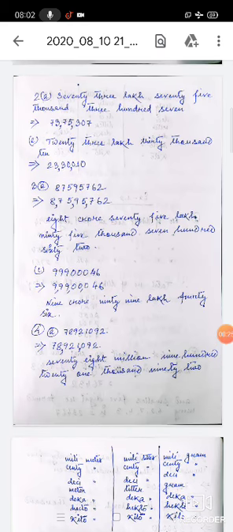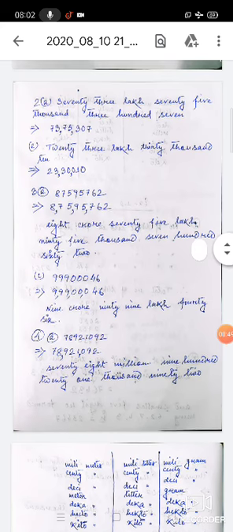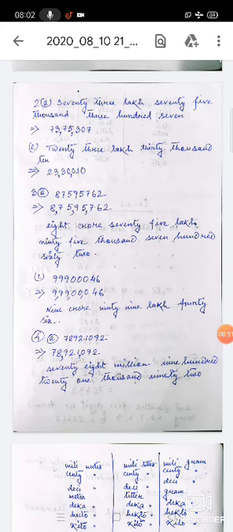Question number A, 73 lakh 75,307. So 7375307, 73 lakh 75,307. So we know in the Indian number system, after the first 3 digits we use a comma from the right. Then after 2 digits we use another comma.